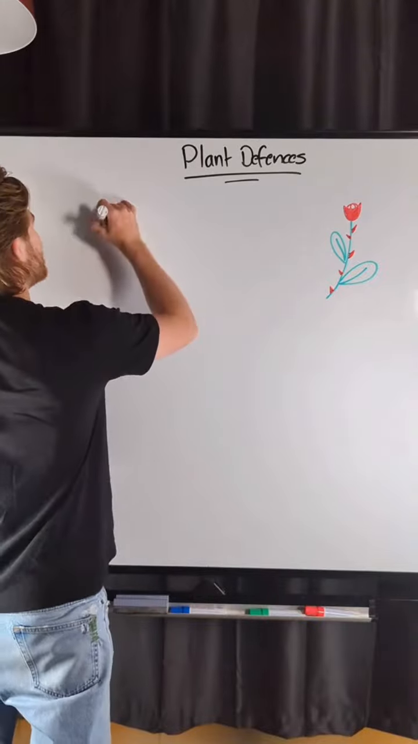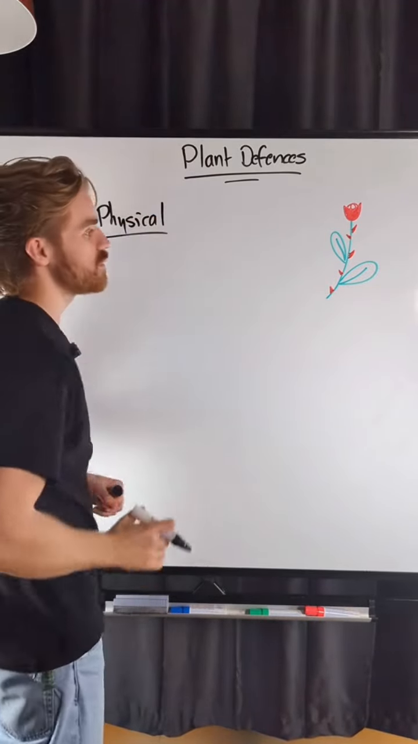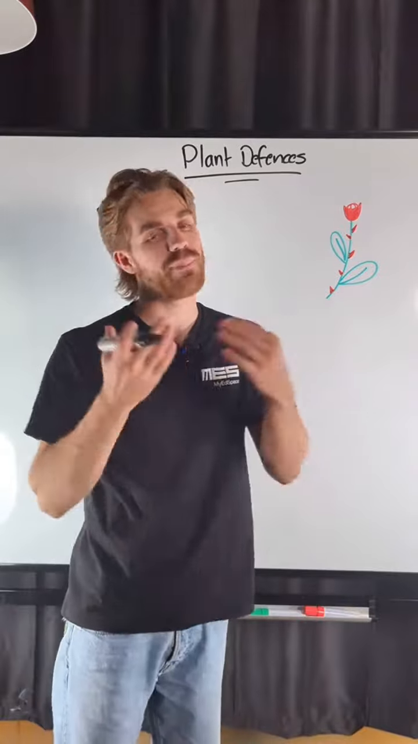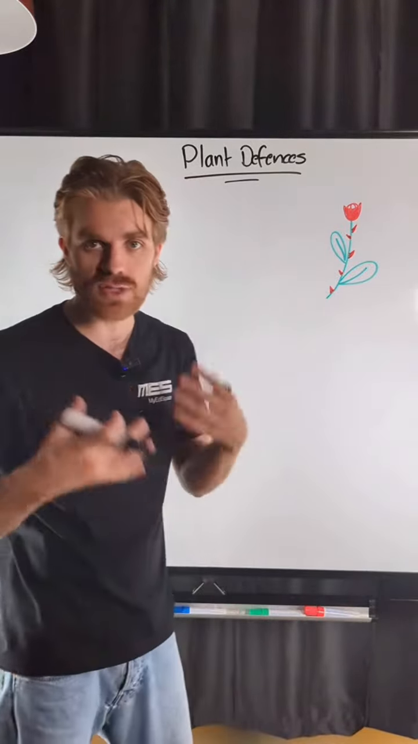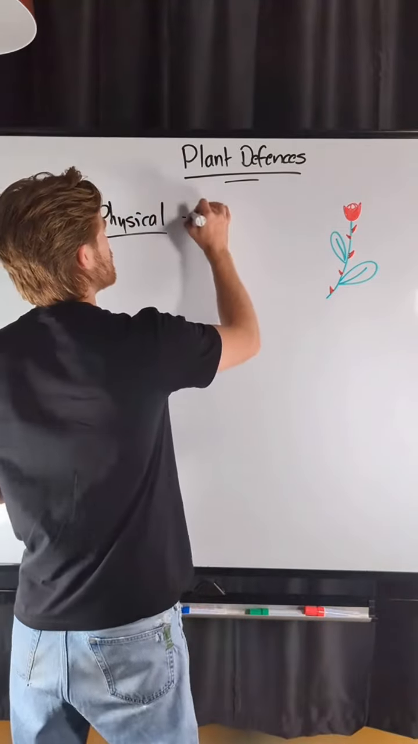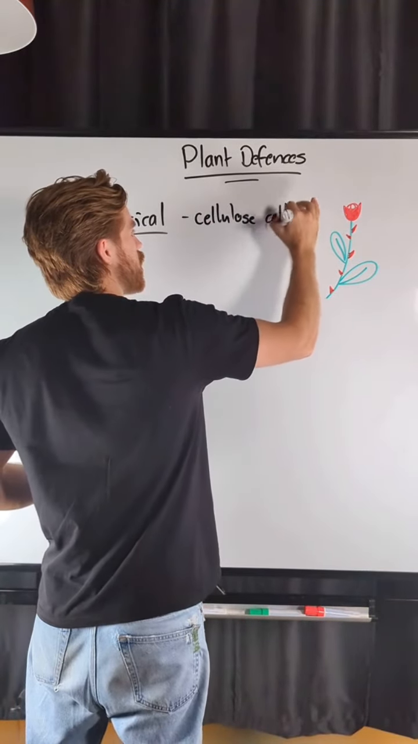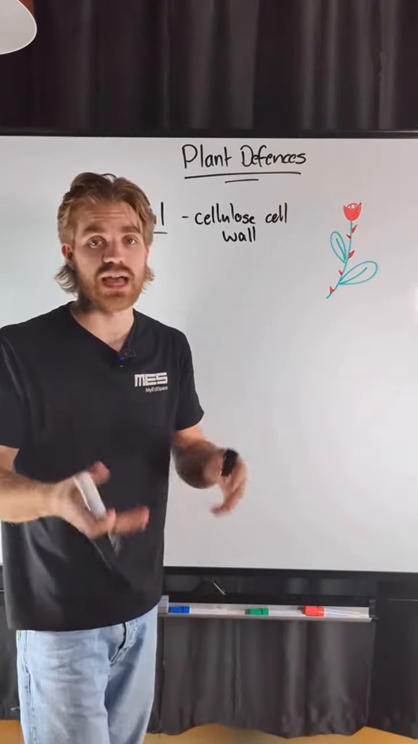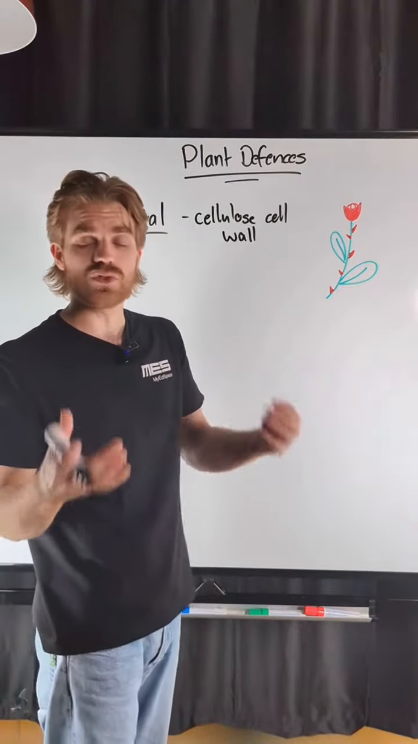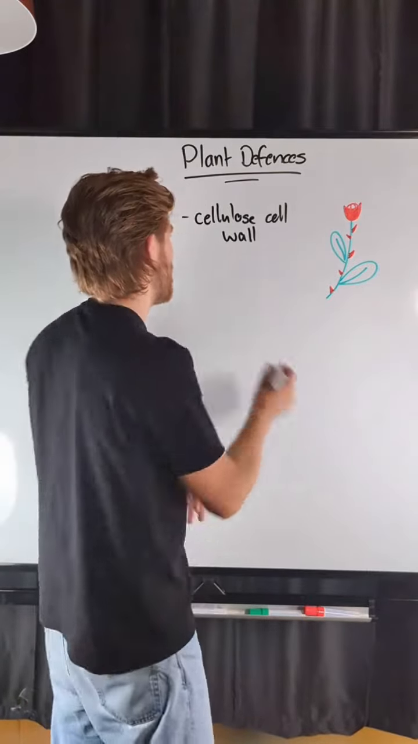The first one is physical defenses. Physical defenses physically block pathogens or animals from being able to eat or infect the plant. These might be things like the cellulose cell wall. Now, primarily, the cell wall is used to provide structure and support to the cells and to the plant, but it does also act as a barrier to stop pathogens infecting that cell as well.